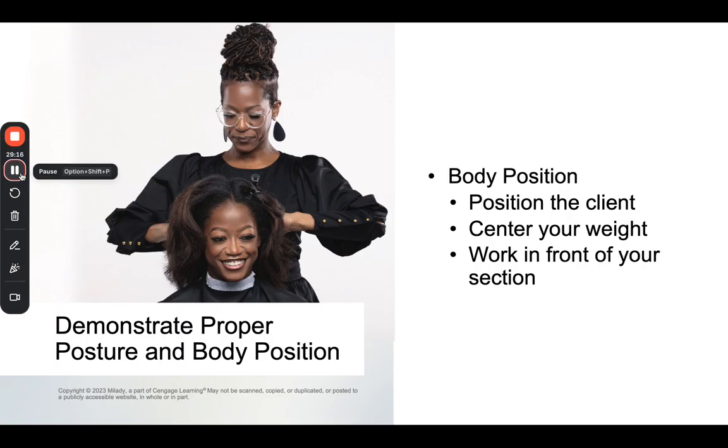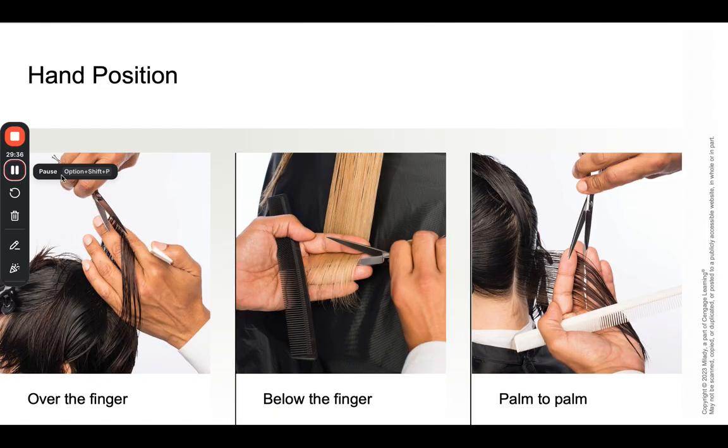When you're cutting hair, you want to make sure that your body position is correct. You want to be aware of how you're standing and how you are positioned when you're cutting your client's hair, and you want to ensure that your client is sitting straight up. You want to center your weight when you're working, and you want to work in front of the section that you're standing directly in front of.